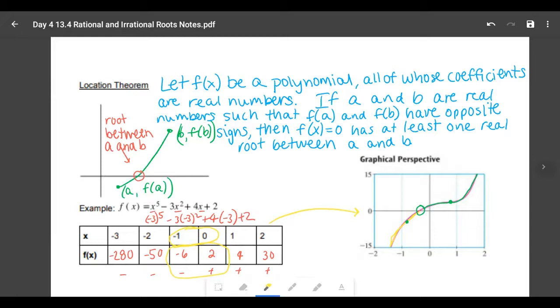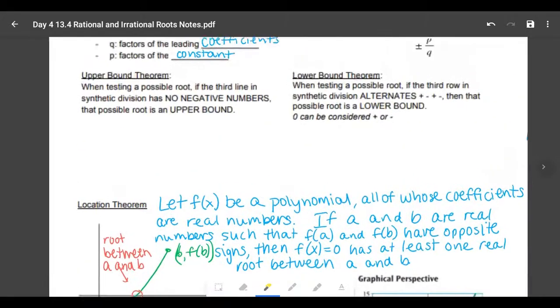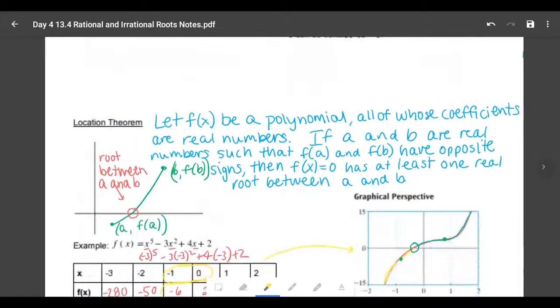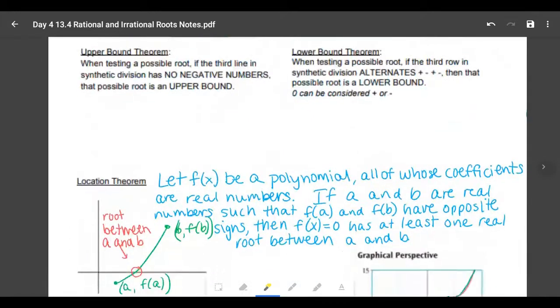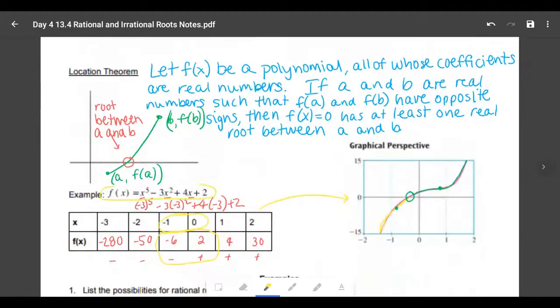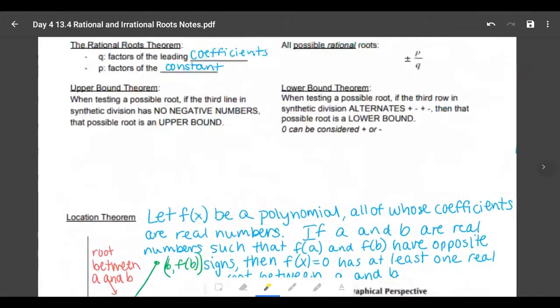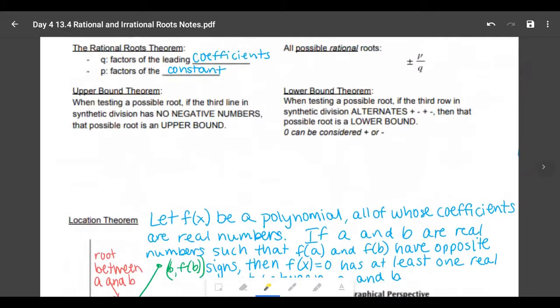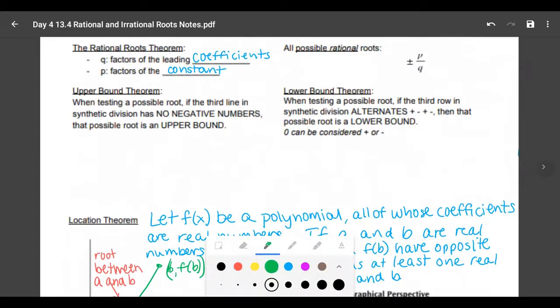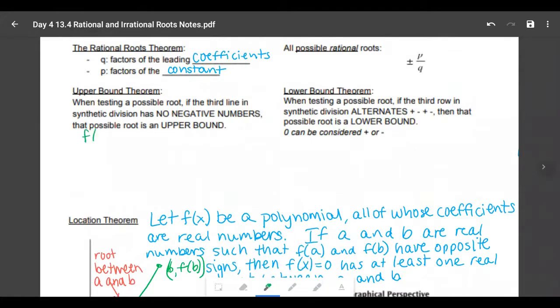All right, so let's go back to this upper bound and lower bound theorem. Let's use the equation from below. We're going to test to see what my potential upper boundary and lower boundary would be. My equation, I'm just going to rewrite it, is f of x equals x to the fifth minus 3x squared plus 4x plus 2.